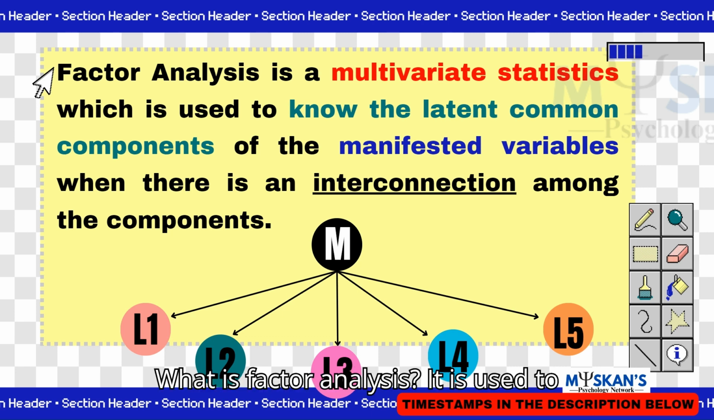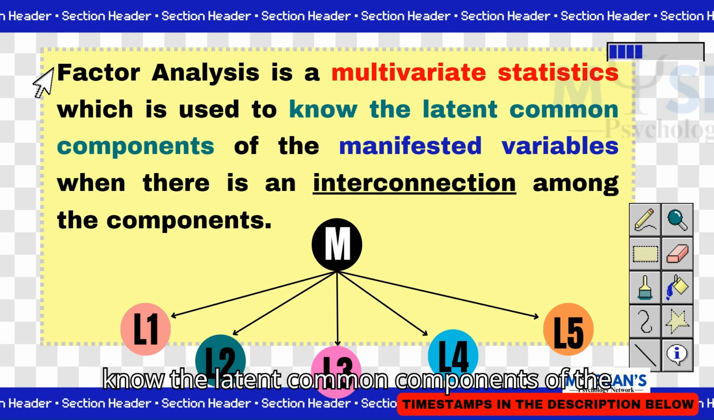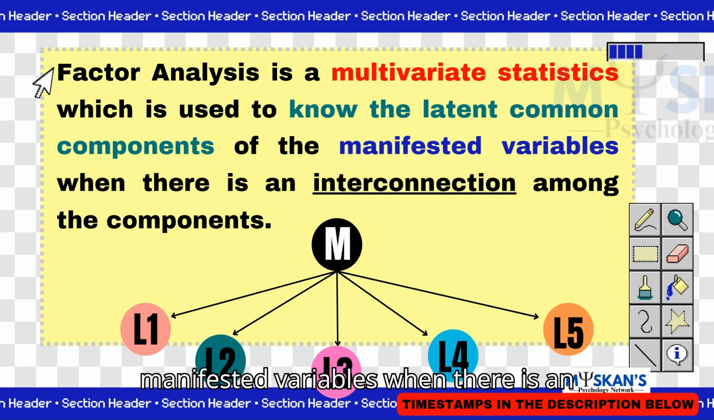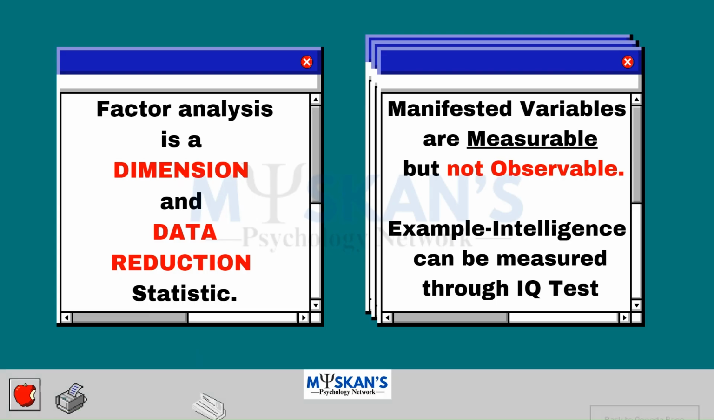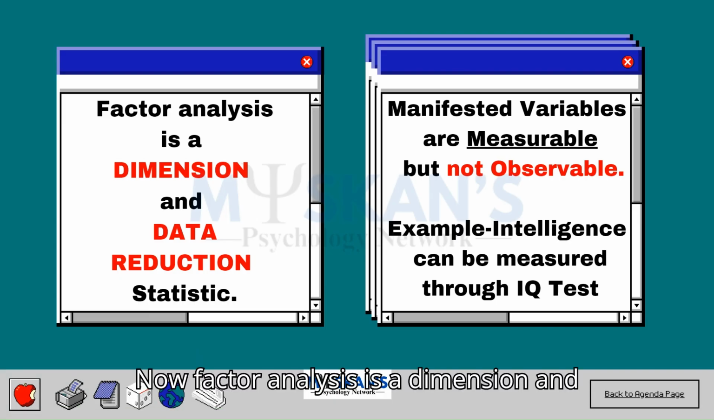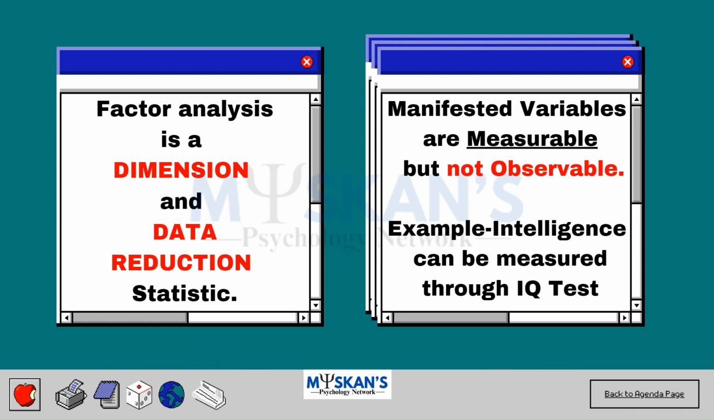Till now, what is factor analysis? It is used to know the latent common components of the manifested variables when there is an interconnection among the components, among the latent common components. Now, factor analysis is a dimension and data reduction statistics.